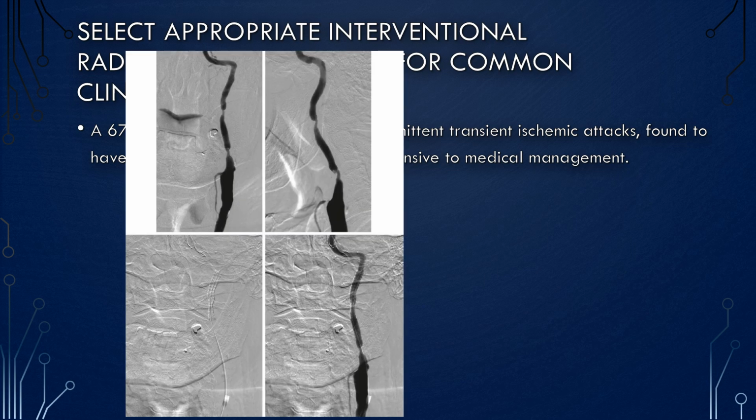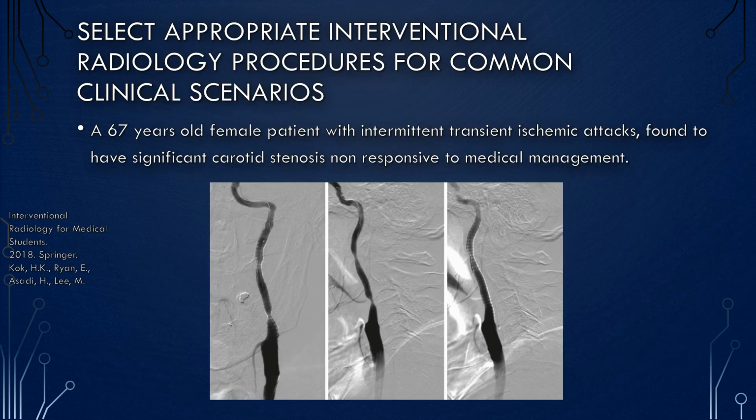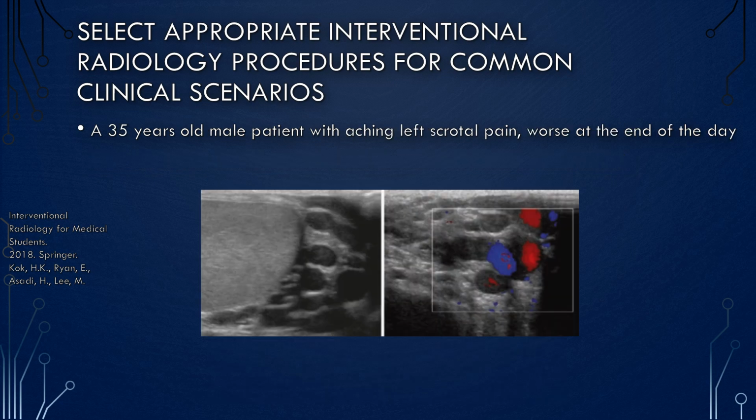Let's have a look at her angiogram. The angiogram demonstrated multiple areas of significant stenosis of the carotid artery. So in this case, she was treated by stenting, and as you can see, she had good results in there.